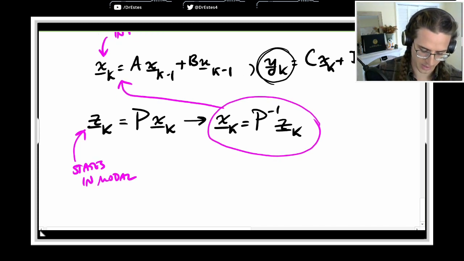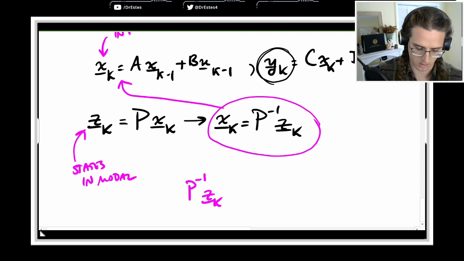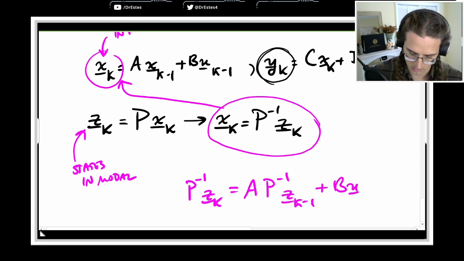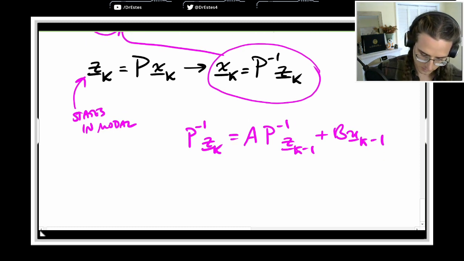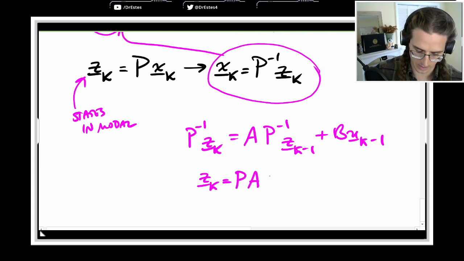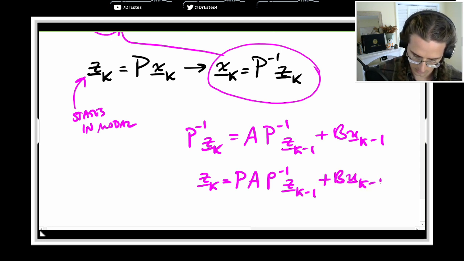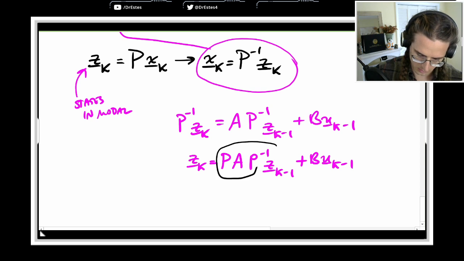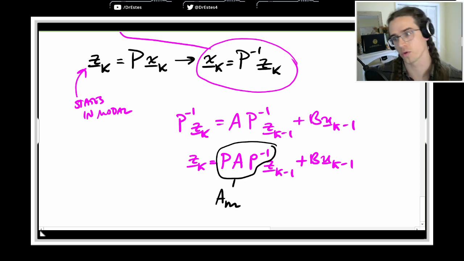And what's going to happen when you do that? So let's do it. You're going to have P inverse times Z right here is going to be A times P inverse Zk minus 1 plus B uk minus 1. If you want to get Z by itself, you have to multiply both sides by the P matrix. So I'd have P A P minus 1 Zk minus 1. This is your A matrix in modal coordinates.